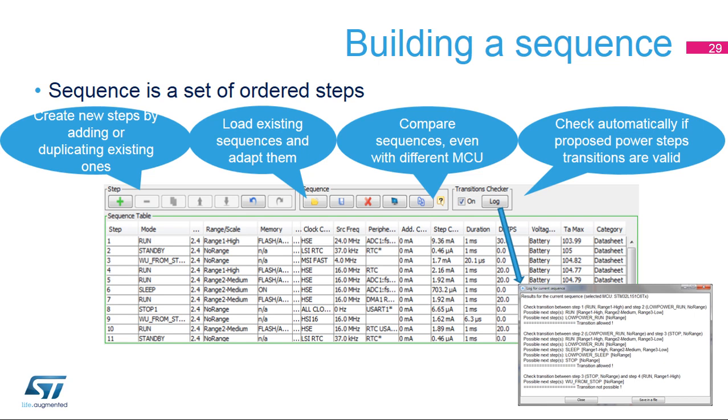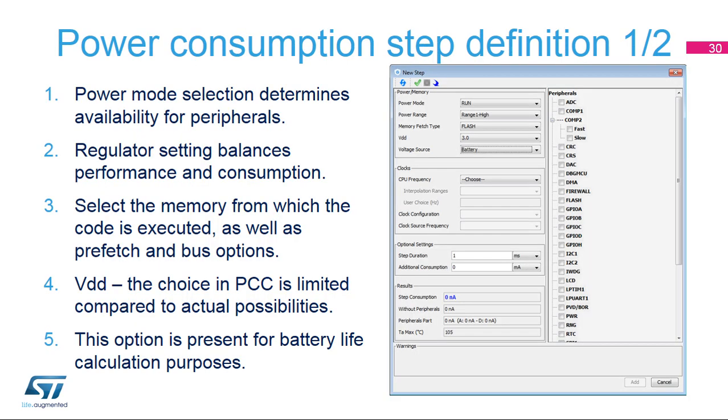The Compare feature displays a comparison of the power and performance in the current scenario with a saved sequence. Different configurations, including different MCUs, can be evaluated against each other. A power step can be added or edited in this dialog window. If the transition checker is enabled, it will preset the new step with allowed values.